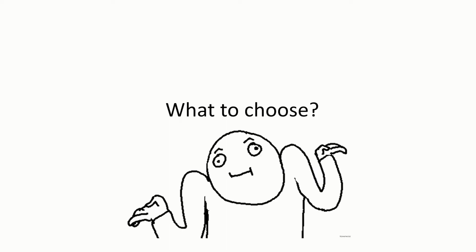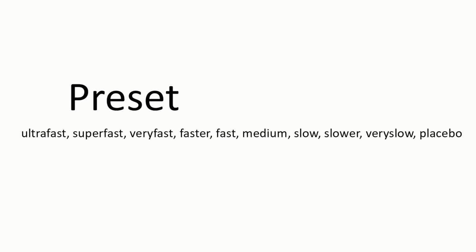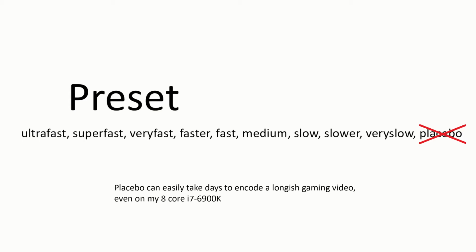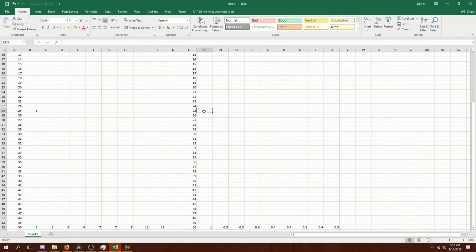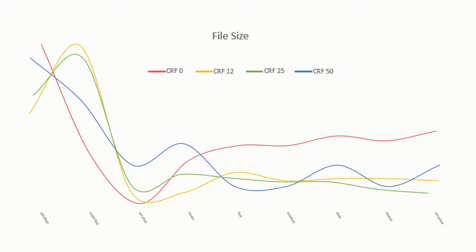Okay, so what combination should you choose? First of all, there's almost no situation where you would want to use the slowest preset, placebo. It can be 3 to 5 times slower than very slow, which as the name suggests is very slow, and there's almost no perceptible increase in quality. So with that in mind, I did a bit of testing and made this chart of preset versus file size for a few different CRF values.